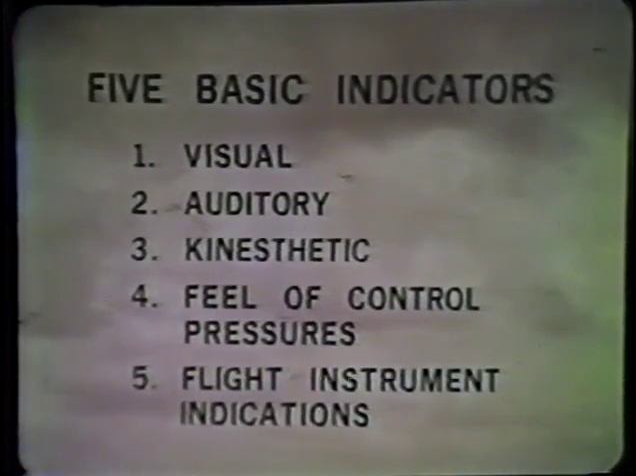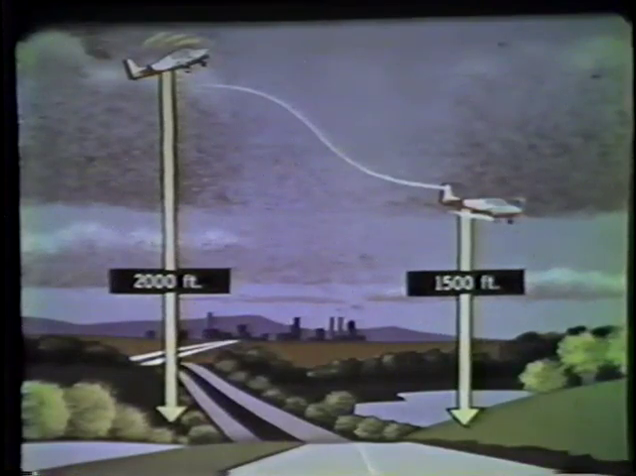Prior to flight instruction in stalls, your instructor will point out several indicators to watch for in the stall. These indicators are visual, auditory, and kinesthetic impressions, the feel of controlled pressures, and flight instrument indications.